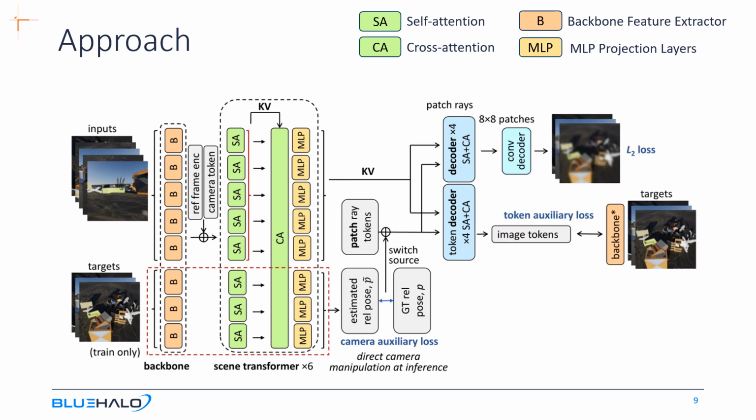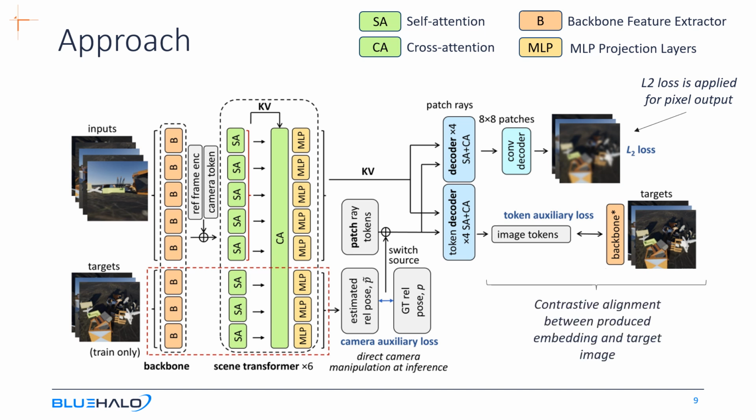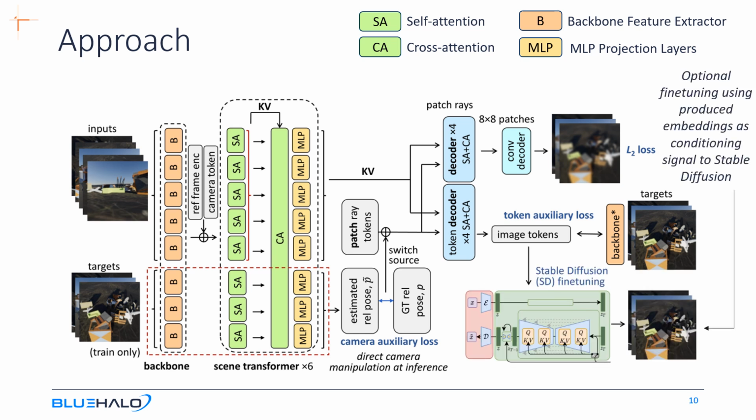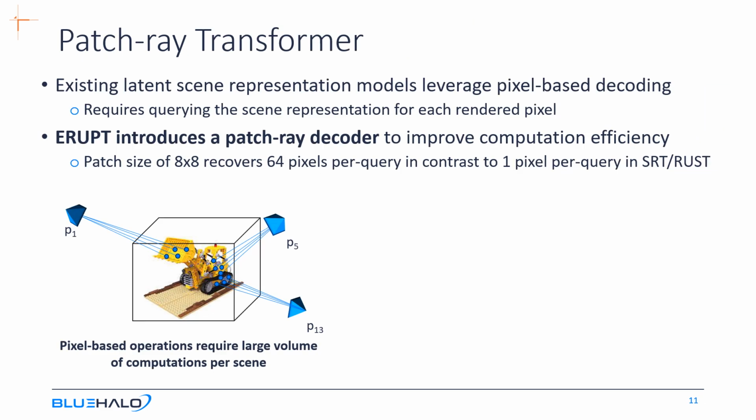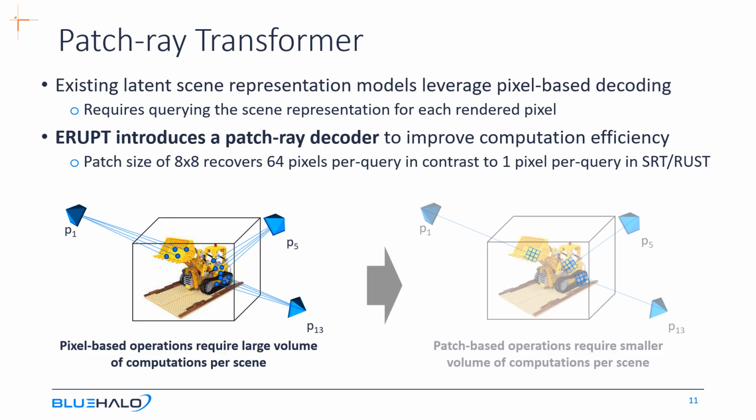We implement two patch ray decoders, one for decoding the scene representation to pixel output using an L2 loss, and another to generate image tokens, which are contrastively aligned using an auxiliary perceptual loss. As an optional step, we show that the tokens generated by ERUPT can be used as conditioning to fine-tune a Stable Diffusion model, further improving perceptual quality of the generated images. Our unique patch-based decoding allows us to recover 64 pixels per query instead of 1 pixel per query using pixel ray tokens, which drastically improves performance. This important design choice allows ERUPT to be efficiently trained on large datasets to improve generalization and robustness.